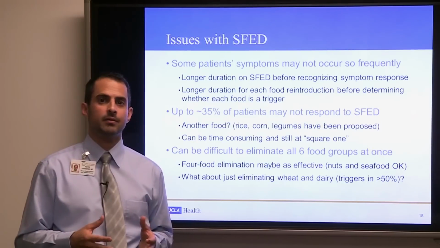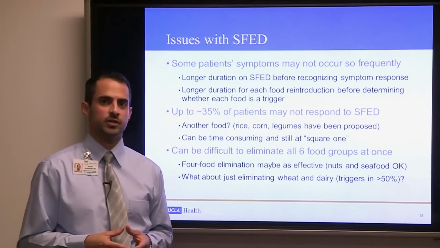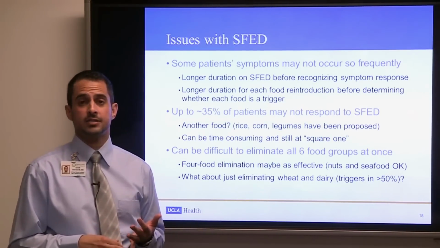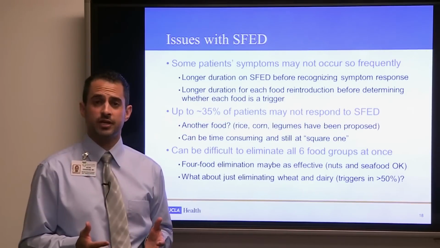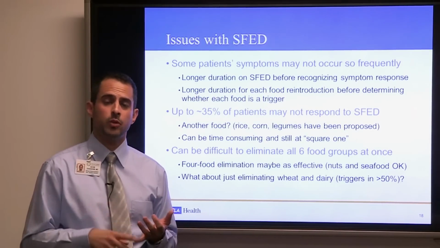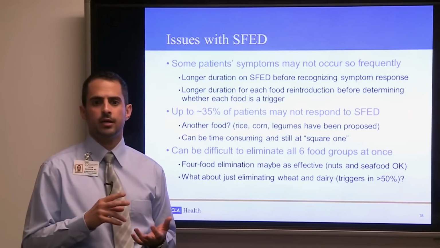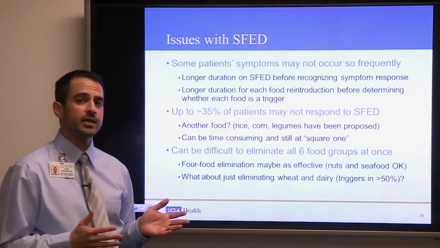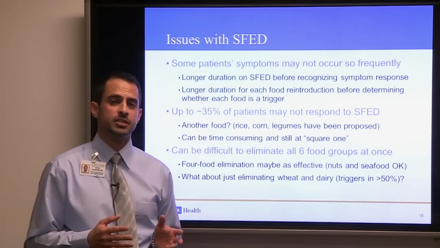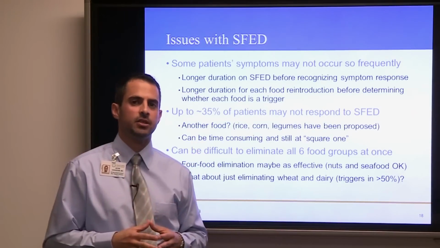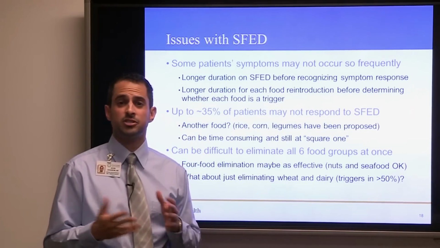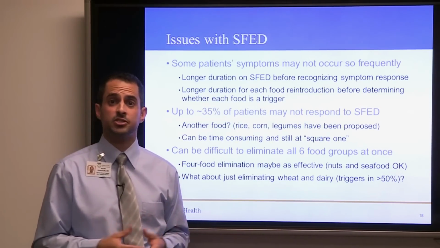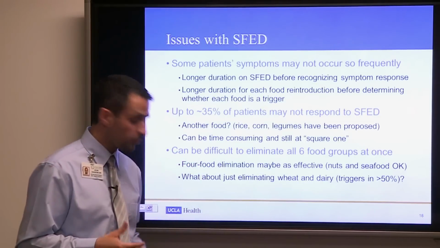Now recently, the researchers who introduced the 6-food elimination diet looked at a 4-food elimination diet. So they actually allowed eating nuts and seafood. And they found that the response rates were still pretty good if you cut out the wheat, the dairy, the soy, and the eggs. Now, as I mentioned in the last slide, 50 to 60% of patients were allergic to either wheat or dairy. So maybe you should just go where the money is and cut out just the 2 major food groups. And in most cases, you might still be able to identify the culprit or culprits.